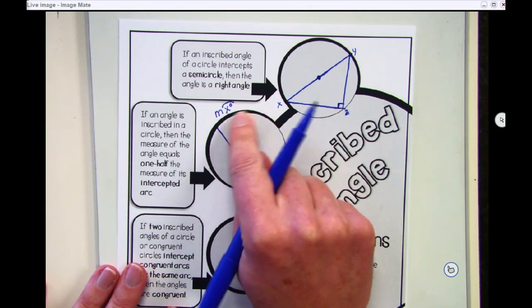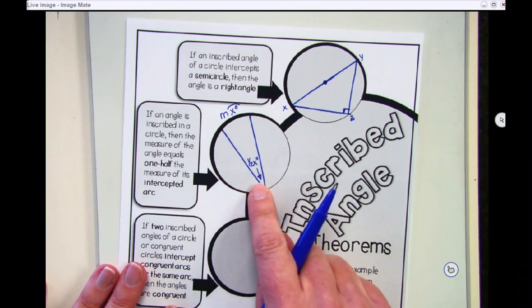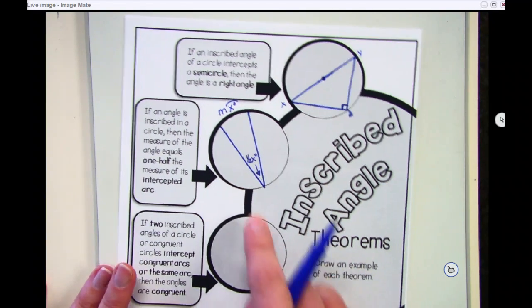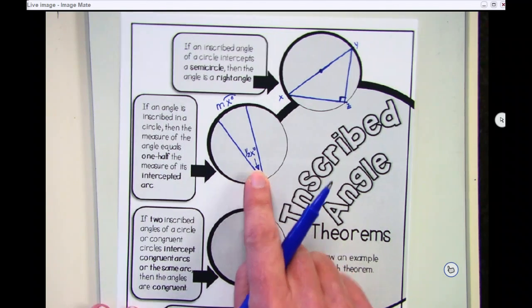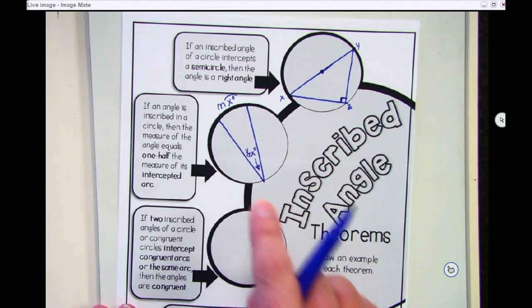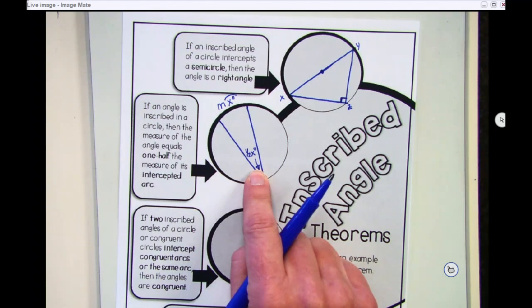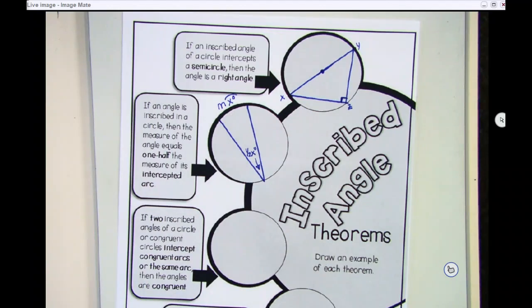If this is 30 degrees, how big's my angle? 15. If it's 100 degrees, my angle is 50. Let's go the other direction. If my angle is 25 degrees, then my arc is 50. If my angle is 40 degrees, my arc is 80. That's the relationship.